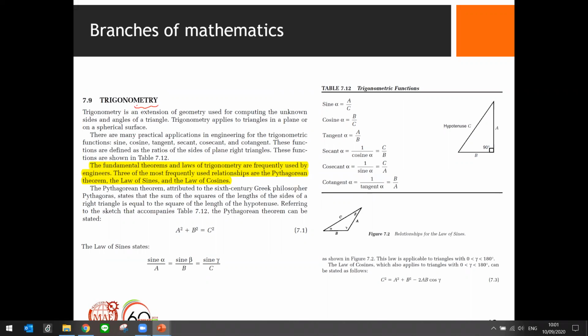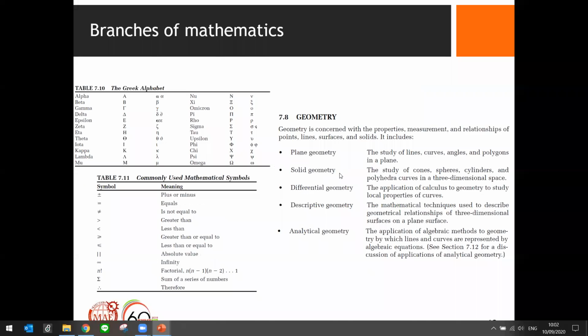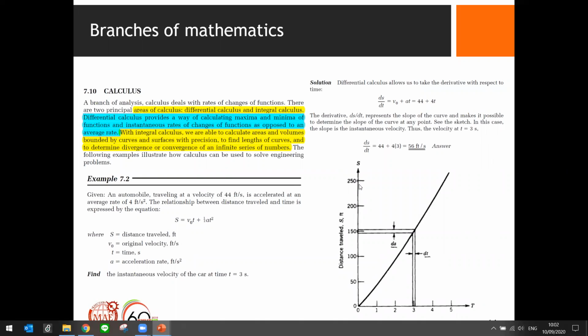Now, metry is meter, the measurement. Trigono means triangle, so it is the measurement of triangles. Equation number 7.1 and all the things given in table 7.12 are very important and very basic that you need to know, right? Please keep remembering it. In table 7.12 is the definition of sine, cosine, tan, secant, cosecant, and cotangent. And the sine law and the cosine law are two things that you need to remember. This is the sine law and this is the cosine law. Law of cosine, law of sine. Just keep it. Remember it. It helps you a lot.